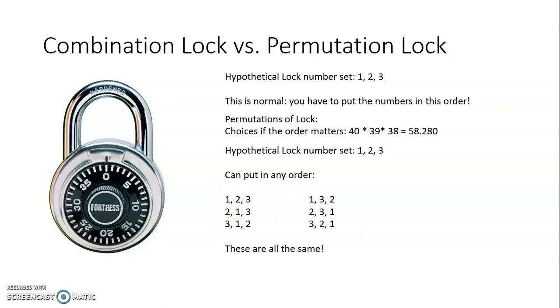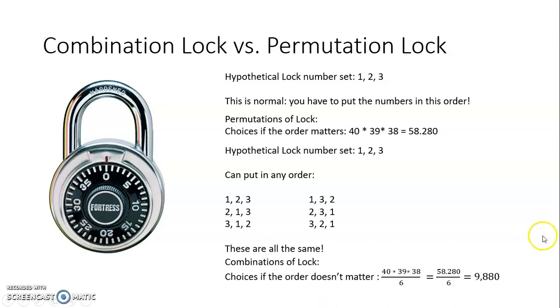So we have to divide the 6 choices out of our total. So in fact, the combination of lock would be our permutations, 40 times 39 times 38, divided by the number of ways that we could order those choices, those permutations. So we have to divide by 6, okay? So that ends up being a much smaller number. It's only 9,880 combinations that you could have of this lock.